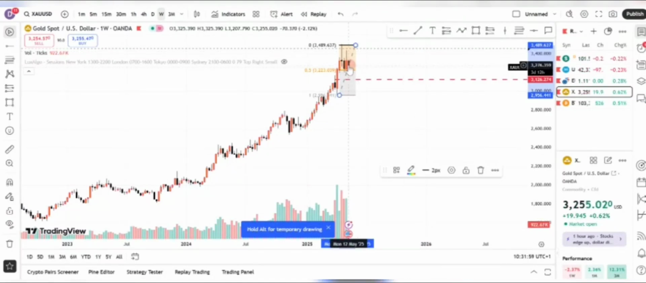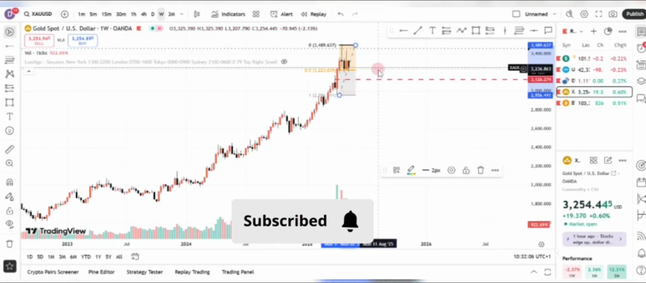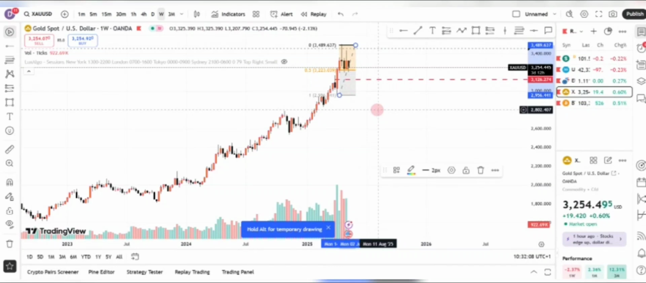So if price is up anywhere here, I'm looking for sell opportunity. If price is anywhere down here, I'm looking for buy opportunity on the weekly time frame. Do you understand? On the weekly time frame. So your behavior on the weekly time frame transcends to other smaller time frames, but you also need to understand the magnitude of each time frame.